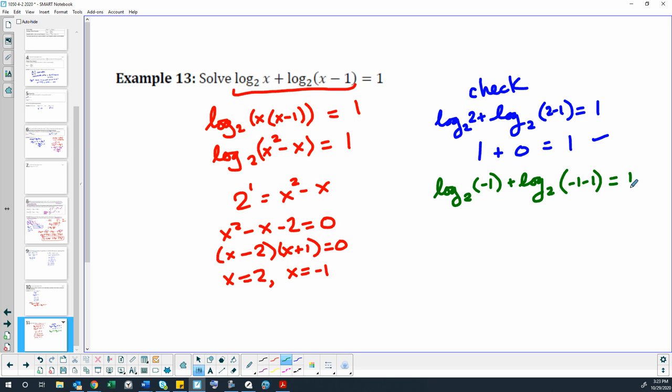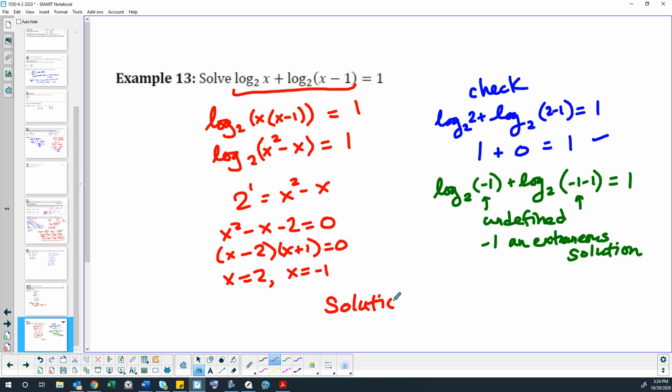So I plug in that answer negative 1, and I don't really even want to go any further because I can't do the logarithm of a negative. This is undefined. And so that means negative 1 is an extraneous solution. It happened because of the properties we used to solve the problem. So we really did do the problem right, it's just that that answer doesn't work. So our solution to this problem is x equals 2. And that's the only solution because x equals negative 1 is undefined.